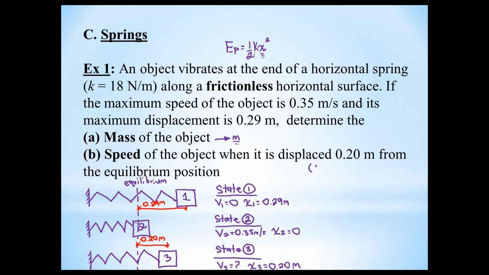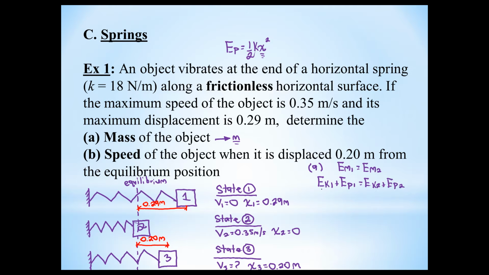So let's start off with this. We'll say A, the mechanical energy at state 1 is equal to the mechanical energy at state 2. Mechanical energy is the sum of kinetic and potential energy. So EK1 plus EP1 is equal to EK2 plus EP2.